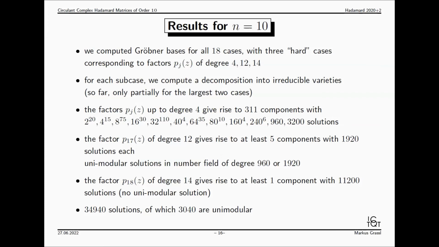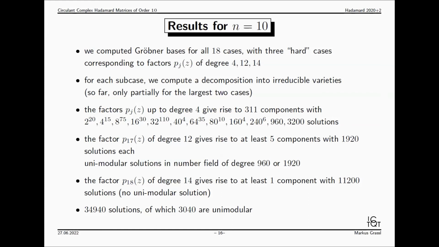But then there are big components which have 960 or 3,200 points in them. For this factor of degree 12, we were able to split it at least into 5 additional components. Each of them has 1920 points. And it turns out that among those, we actually have unimodal solutions.